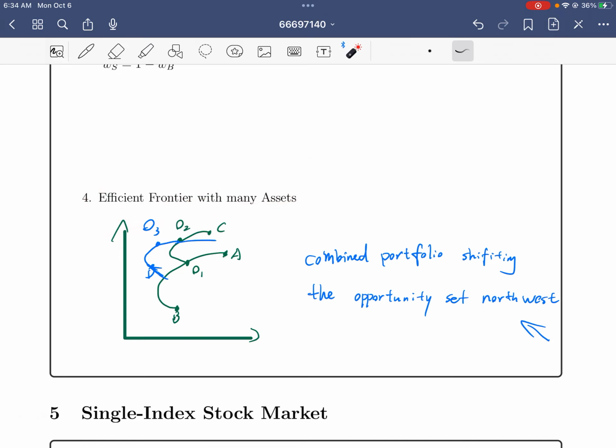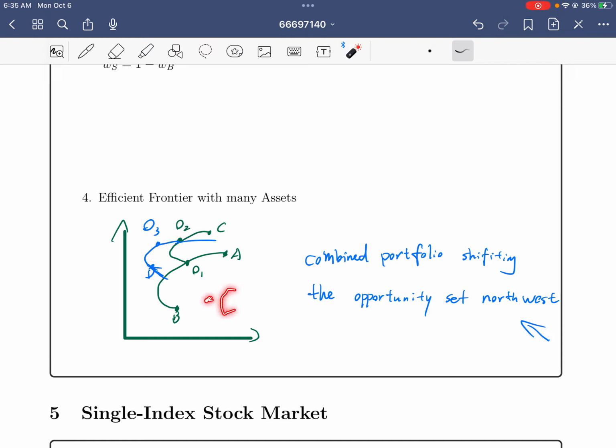Then I want to talk about the efficient frontier with many assets. Here, for example, we have stock A and B. We can construct the opportunity set. Above that is our efficient frontier. We can find our optimal portfolio on it. Suppose we have another stock C above it. We can connect the optimal one and C to find another optimal here.